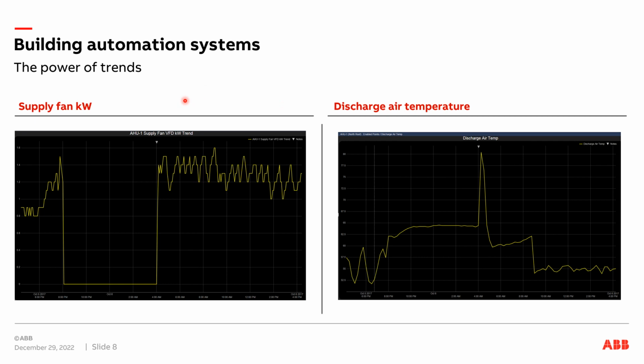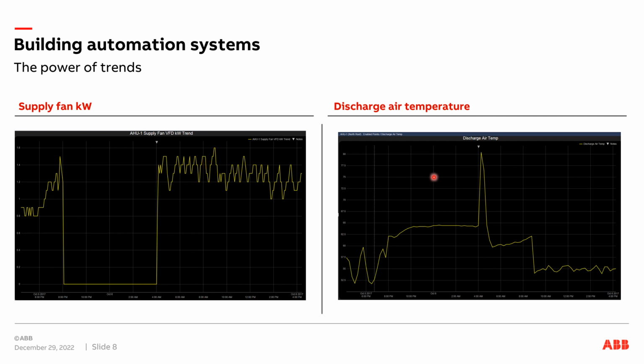So here's just a couple examples. Here I'm looking at power consumption on my supply fan. I can clearly see from 8 o'clock to 4 a.m. that this particular unit is turned off. Then I can take a look at its power consumption through the day. I can change how often I pull this information. I can ask for this information once a minute, once every 15 minutes, once an hour. It depends on how important that data is for you.